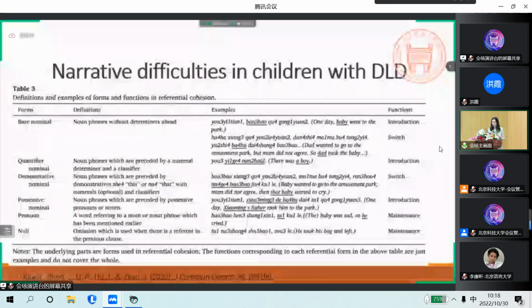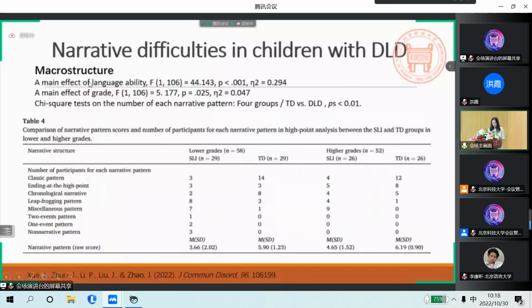What kind of words are used to construct the narrative. So, this is the result for the microstructure analysis. These are the descriptive data, and we found there is a main effect on language ability. That means here SLI, this is a synonym for DLD.